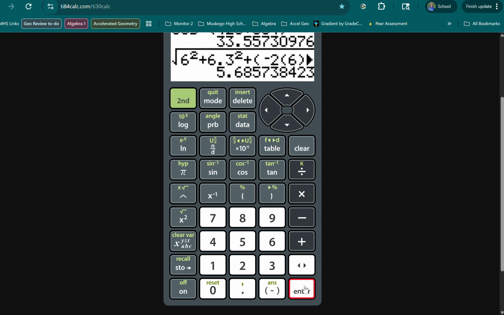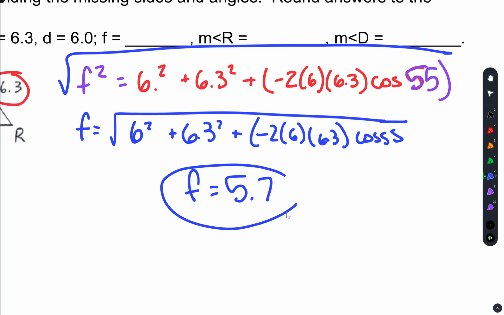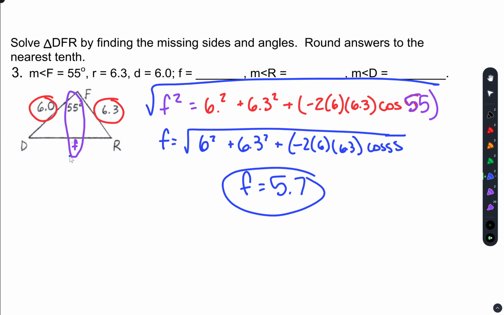Enter. Got 5.7. Does that sound about right? Yeah, we all got 5.7. Fantastic. I'm going to fill that in here so I can use it in my next part. And now I do not want to do law of cosines again. It's much too long of a formula. So I'm going to figure out how can I set up law of sines here. I already have 1 pair, the 55 and the 5.7 that I just found.